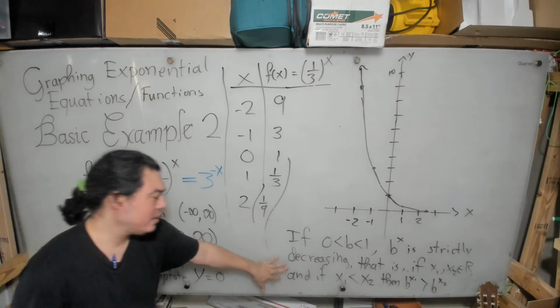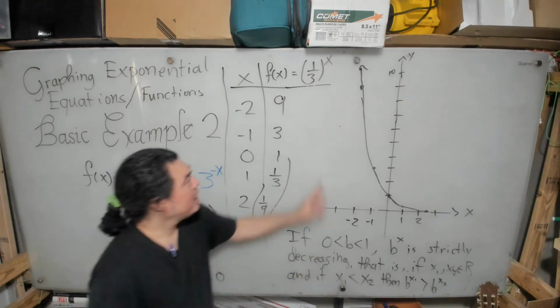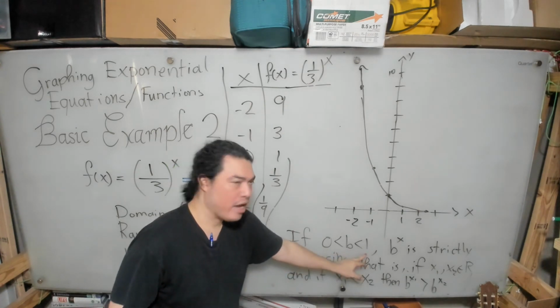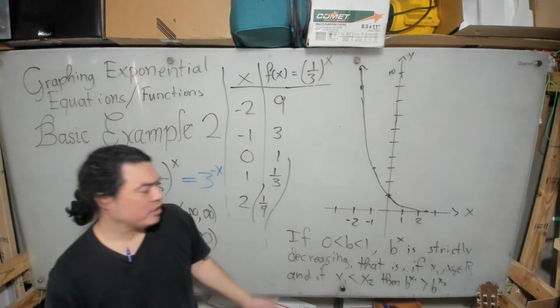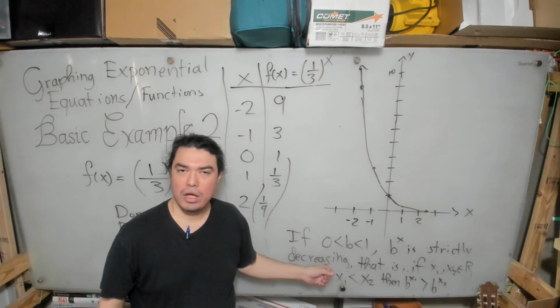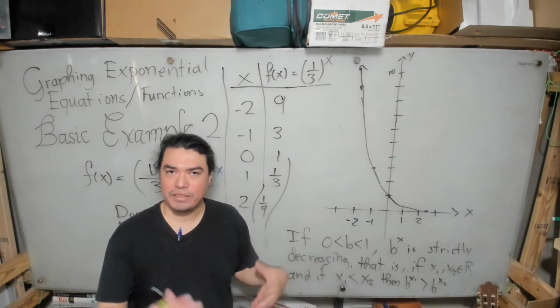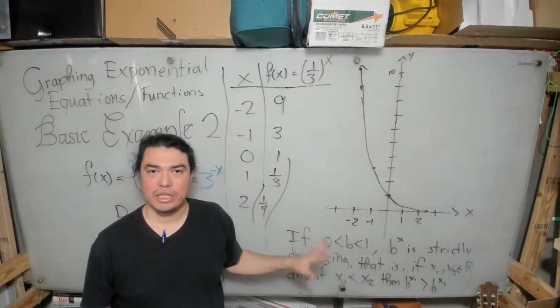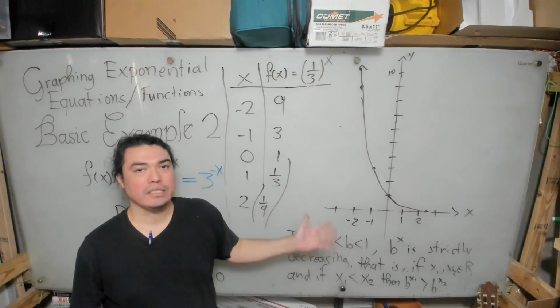And we can see that this applies to this case because our b is 1/3, and 1/3 is between 0 and 1. We saw that it was different in the case of b equals 2, or b equals 3, because in that case b is bigger than 1, and that was the case of strictly increasing, and this is the case of strictly decreasing.